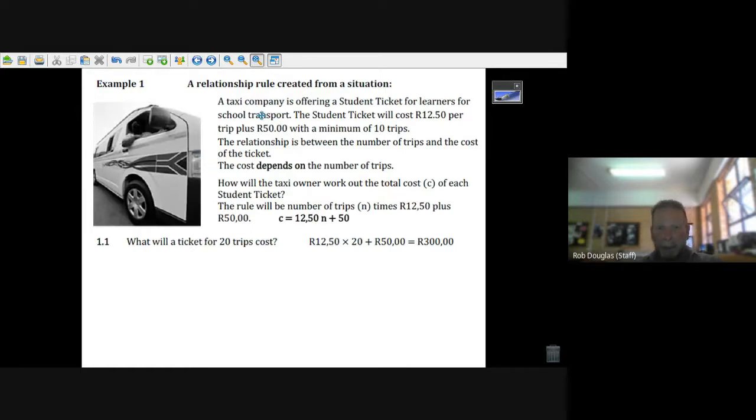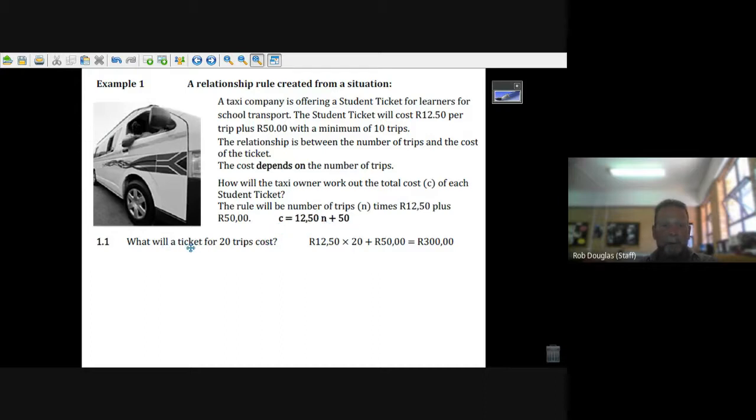Now, say you've got a taxi company offering student tickets for learners at school transport. The student ticket will cost R12.50 per trip plus a 50 Rand minimum, with a minimum of 10 trips. Well, the 10's not so important, but the 50 is. We can build an equation where n is the number of trips: 12.50 times n plus 50. So n represents the number of trips. Okay, so that's your formula.